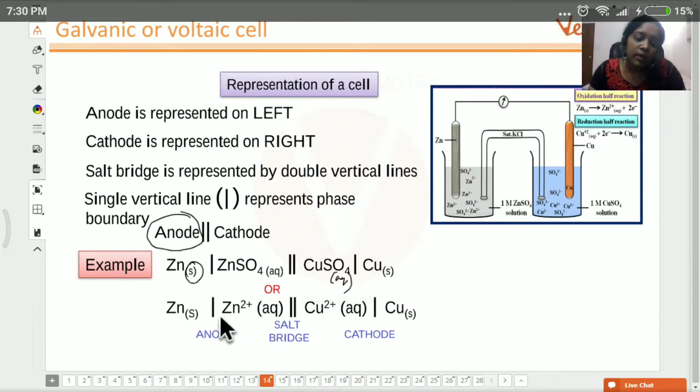A better way to represent it would be to indicate the ion which is involved. So Zn solid bar Zn2+ aqueous, salt bridge, Cu2+ aqueous bar Cu solid. That's how I would represent the Daniell cell. Depending on whatever cell it is, you can represent it like this, because I told you how to know what an anode is and what a cathode is. Based on oxidation happening at the anode and reduction happening at the cathode, you can get to know which one is the anode and which one is the cathode. So that will be pretty easy.